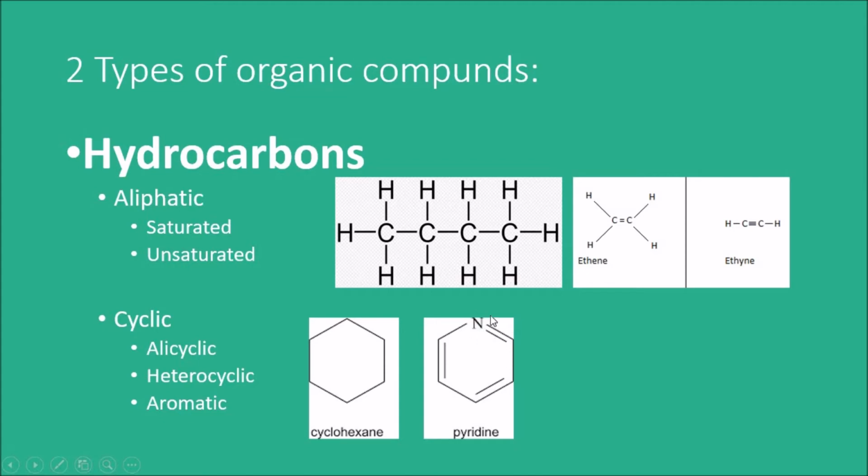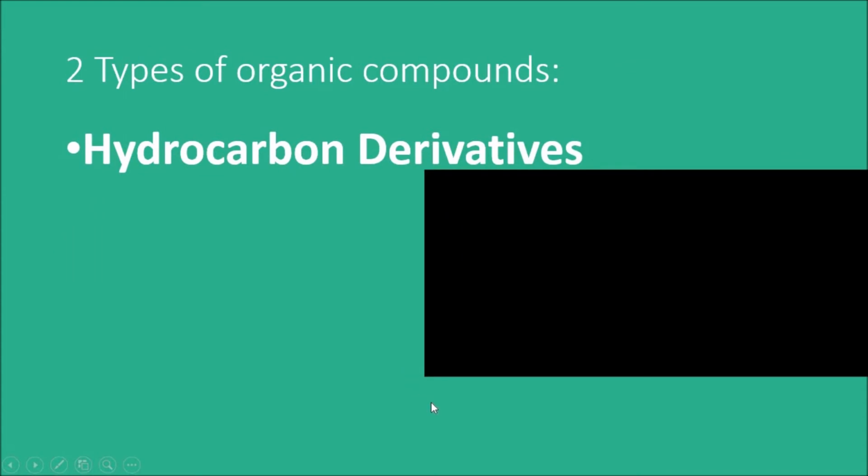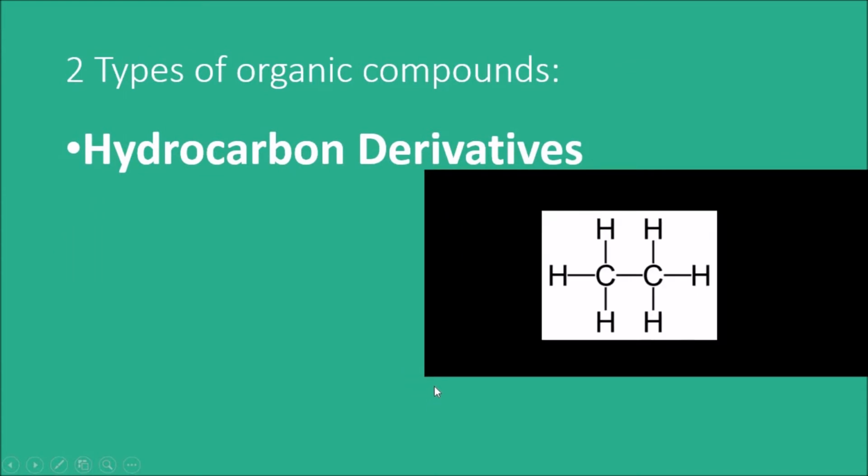But heterocyclic hydrocarbons can either have nitrogen, oxygen, or other elements in the ring. And aromatic hydrocarbons are special hydrocarbons which have the ability to resonate, having double bonds. And that was hydrocarbons. Now we move on to the hydrocarbon derivatives. Let's call a blackboard here so that I can show you the different compounds.